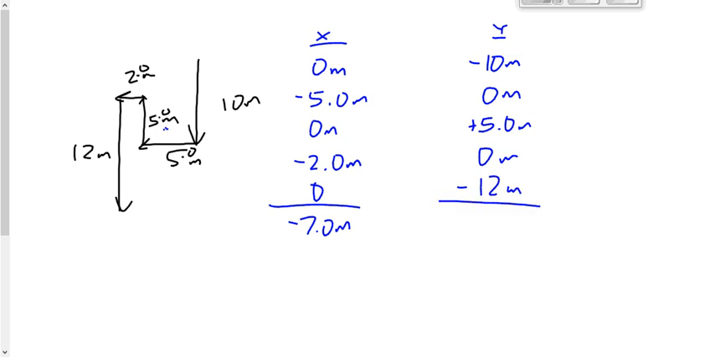-10 plus 0 plus 5 plus -12 gives me -17, I think, isn't it? Is that what you guys got? -17. So we got -7 meters, and we have -17 meters.